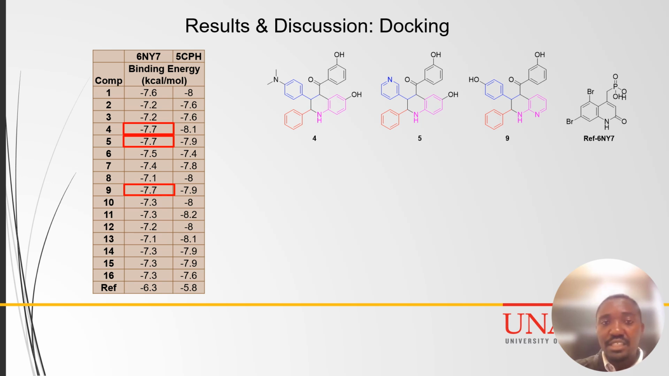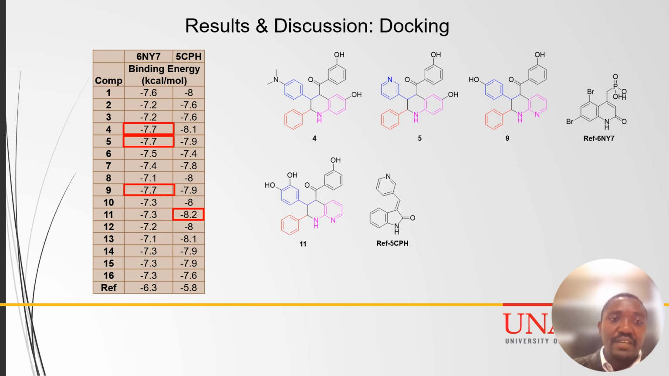And these are the 3 structures of those compounds that had better binding activity, and that is the reference compound, which is the quinoline reference compound. And for the second enzyme, which is the DNA gyrase, we found that it's only compound number 11 that really showed good activity, which is almost twofold the reference compound. And this is the structure of compound number 11, and this is the reference, which is the indole reference compound.